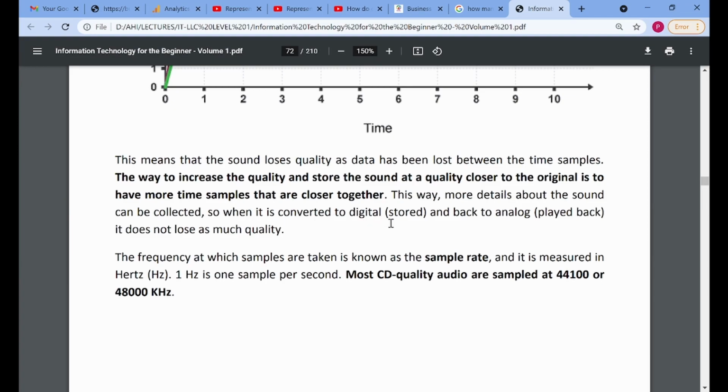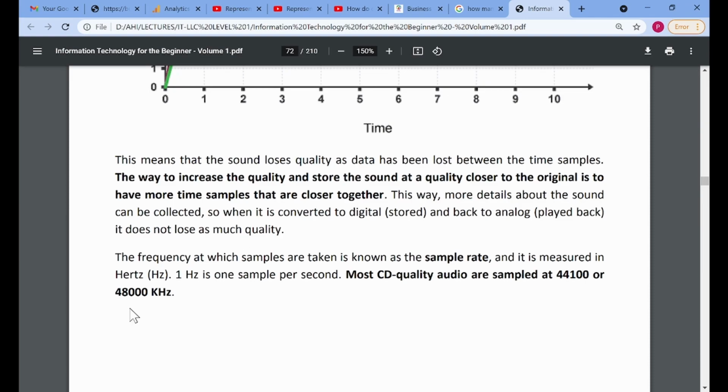So when it is converted back to analog and played back, it does not lose much quality. So the only way you lose quality is because of the intervals. If your intervals are too wide, you will lose a lot of quality. But if they are so close, and I told you that original sound is in how many intervals per second? 44,100. There are some systems that take even more than 44 and give us extremely high quality.